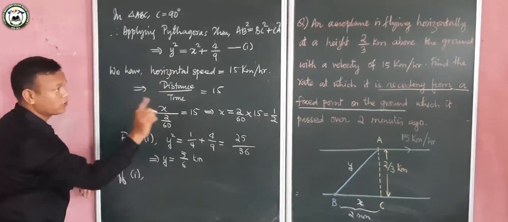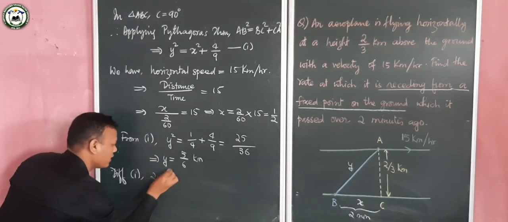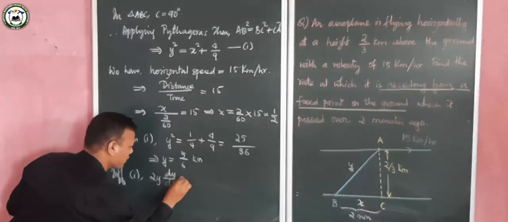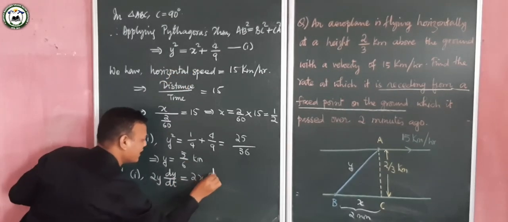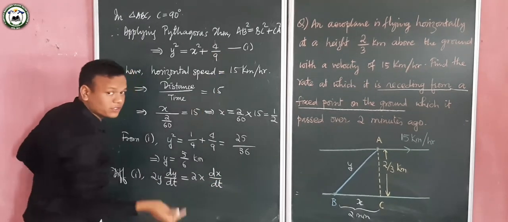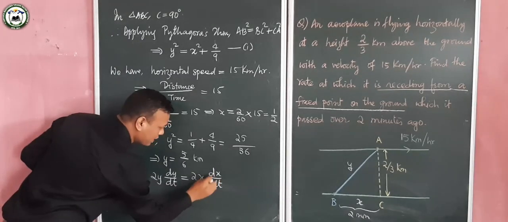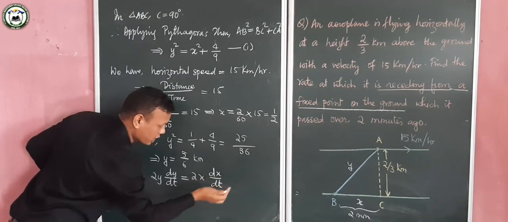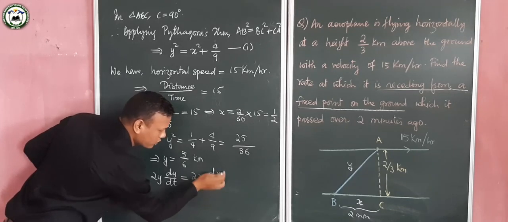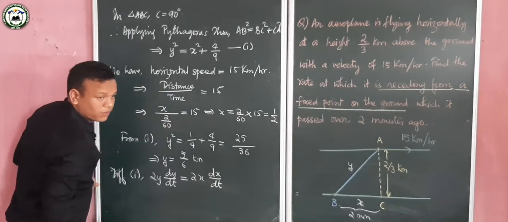with respect to t, we have 2y dy by dt. And this becomes 2x dx by dt. Plus, the differentiation of this is 0. Now, let us put the values. What is dx by dt? x is the horizontal distance, so dx by dt is the horizontal velocity, okay? And the horizontal velocity is 15.